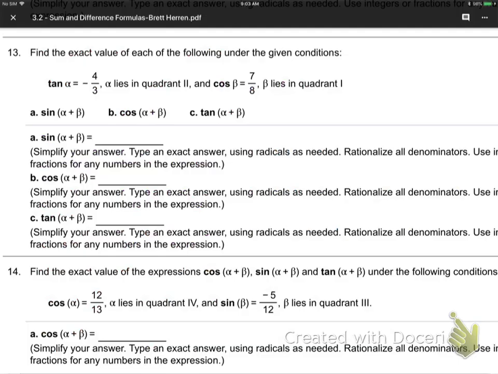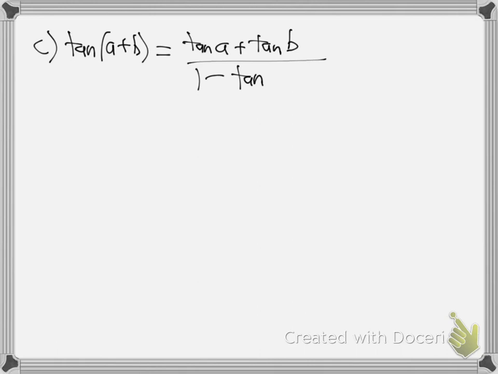What do they want? They want tangent of A plus B. I'm forgetting what we're even doing. That's right, tangent of A plus B. So the formula for that, wasn't it tangent A plus tangent B over 1 minus tangent A times tangent B, like that?